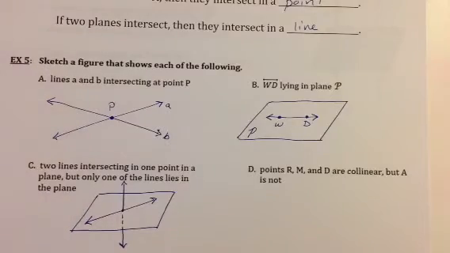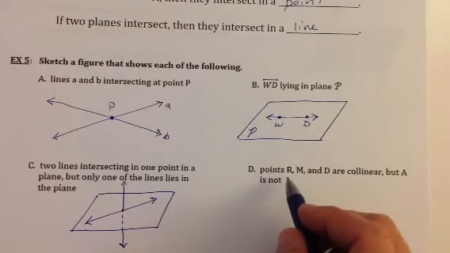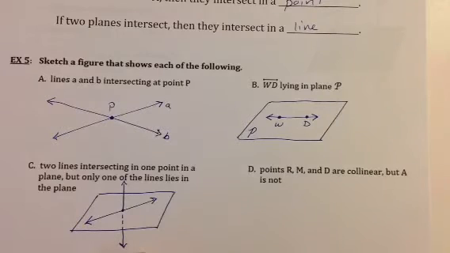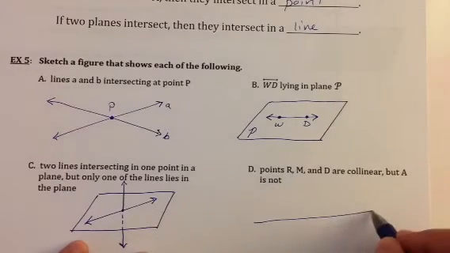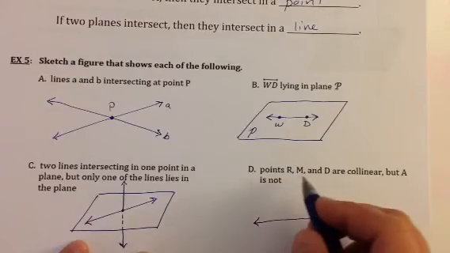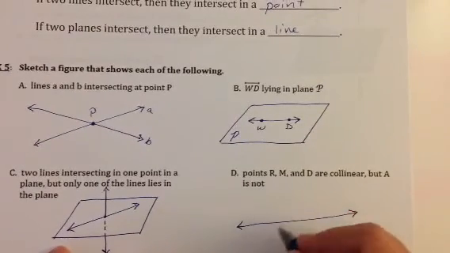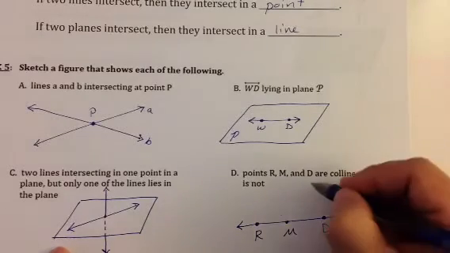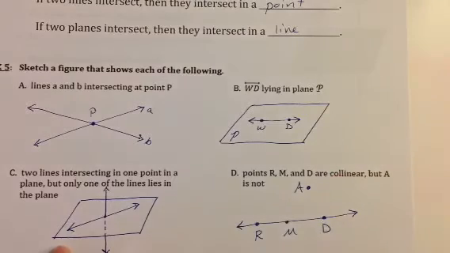All right, and then our last part here is to draw points R, M, and D that are collinear, but then a third point that is not. And so we're going to draw a line, because collinear means on the same line. We're going to mark points R, M, and D on that line. And it really doesn't even matter the order. But then we're going to put point A up here that is not on the line.